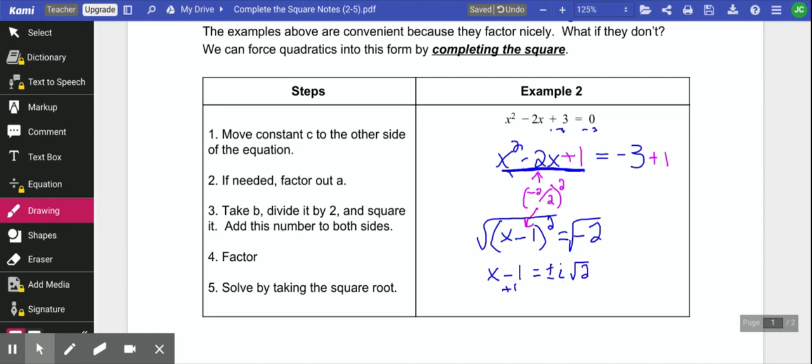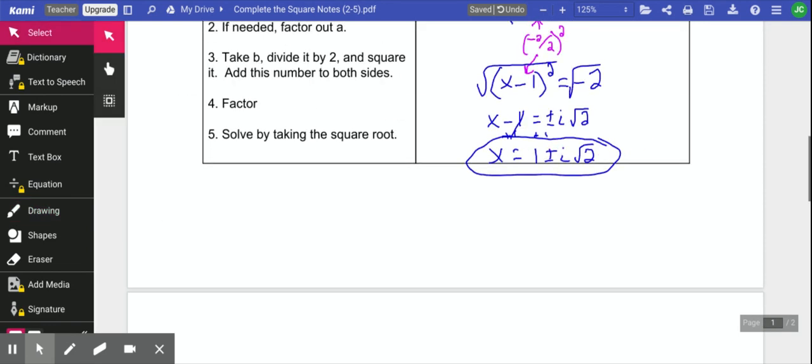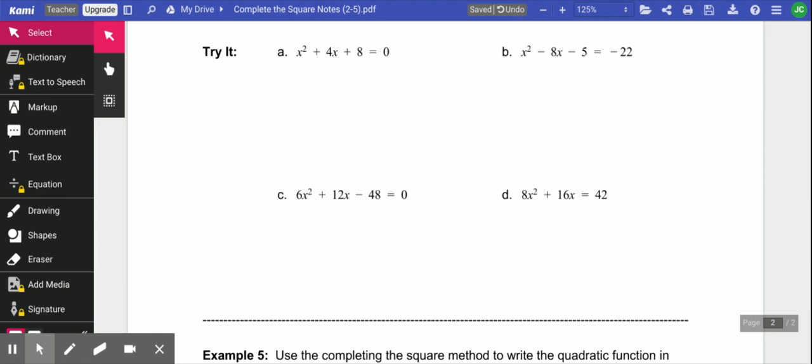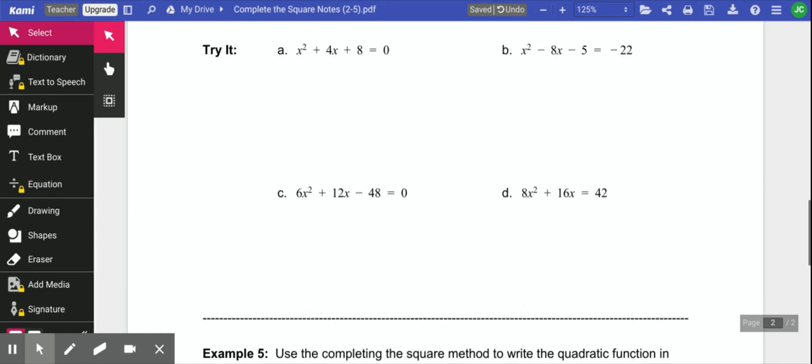And then our last step, we're going to add 1 to both sides. So our answer is 1 plus or minus i root 2. And that is completing the square. We are going to do a ton of these examples. So let's flip over to the next page. I actually want to start with, we'll just start with A. We'll just go in order, it's fine.